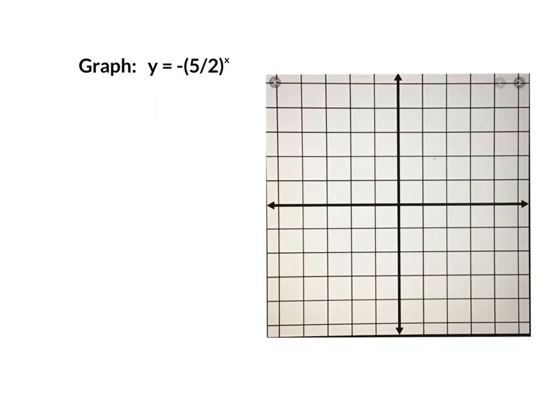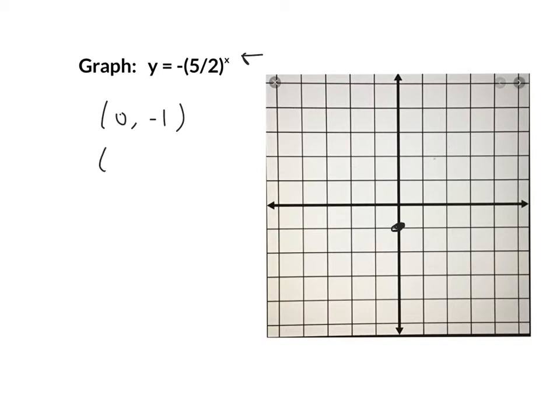Okay, this one, y equals -5/2 to the x power. Couple things here. First thing is it's got a negative in the front, which means it's going to be a reflection across the x-axis. It's going to be flipped upside down, basically. Let's plug in the same two points. Let's plug in 0 for x. Anything to the 0 power is 1, but because the negative sign's in the front, (0, -1). So I'm going to put a point at (0, -1).